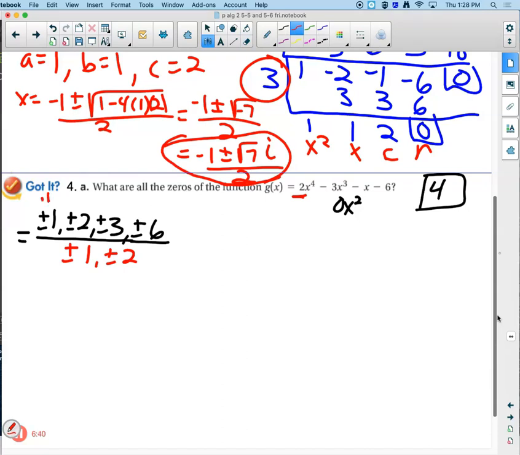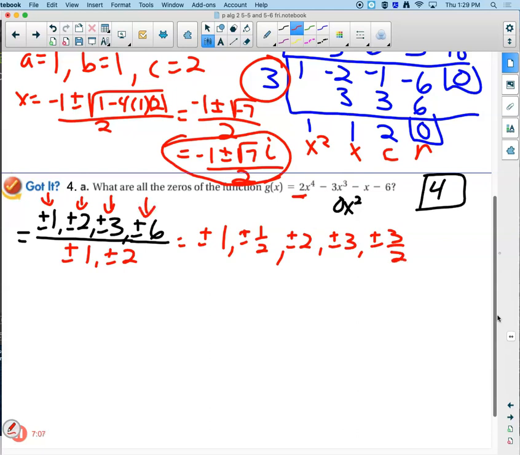I will take a 1 through the first time for my denominator, so it'll be 1 divided by 1, which is 1, then 1 divided by 2, which is 1/2. Now I'm done with the 1. I'll use the 2 on the top. 2 over 1 is 2. 2 over 2 is 1, and that's already on my list, so I don't have to write that one down again. 3 over 1 is 3, and 3 over 2 is not on my list yet.